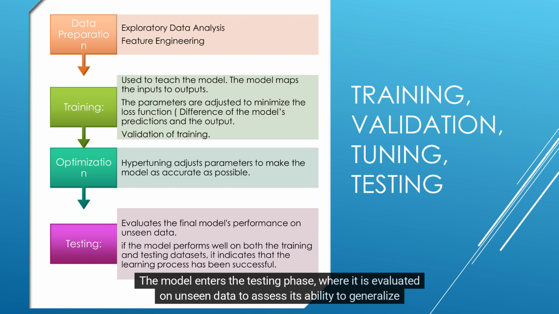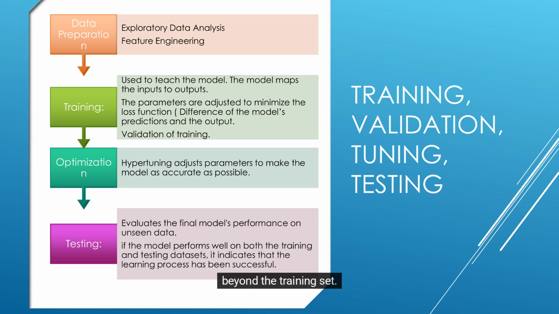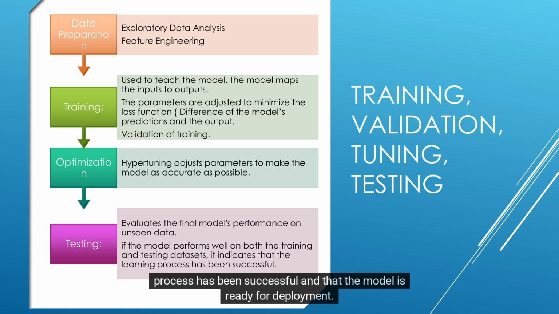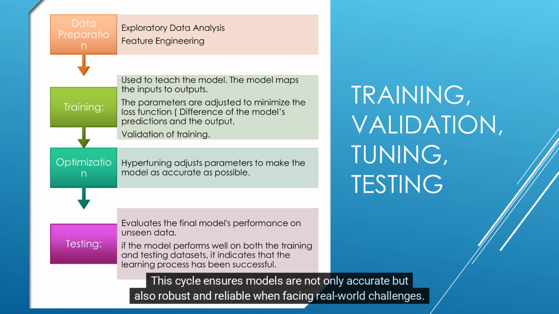The model enters the testing phase, where it is evaluated on unseen data to assess its ability to generalize beyond the training set. If performance remains strong across both training and testing datasets, it signals that the learning process has been successful and that the model is ready for deployment. This cycle ensures models are not only accurate, but also robust and reliable when facing real-world challenges.